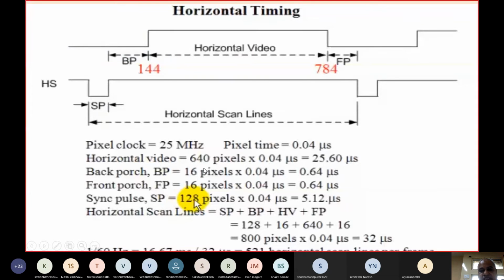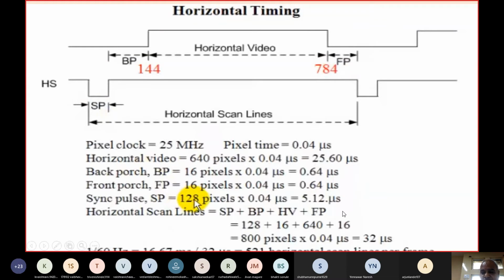Then the back porch is 16 pixels long, so it will take 0.64 microseconds. The front porch again requires 0.64 microseconds, that is 16 pixels long. And the synchronizing pulse, it could be a horizontal synchronizing or vertical synchronizing pulse, will take up 128 pixels, so it will take 5.12 microseconds.